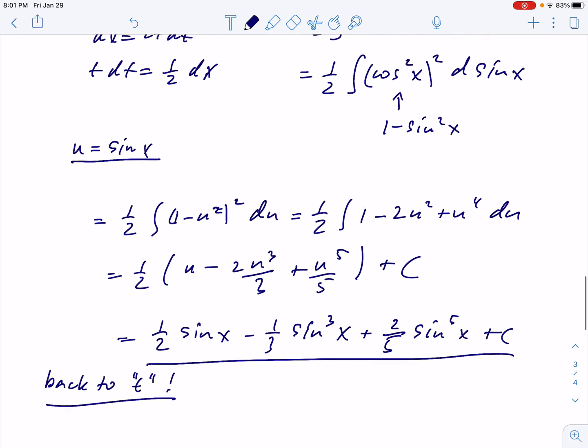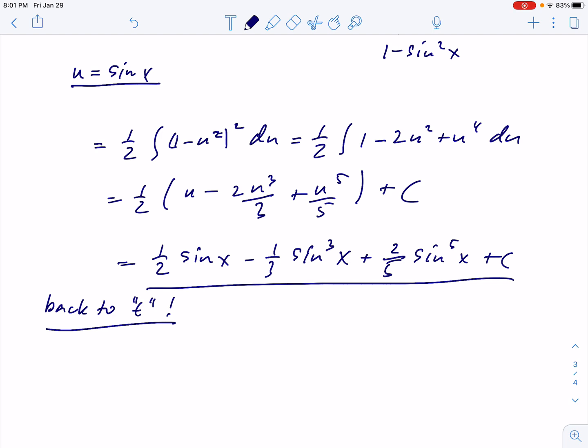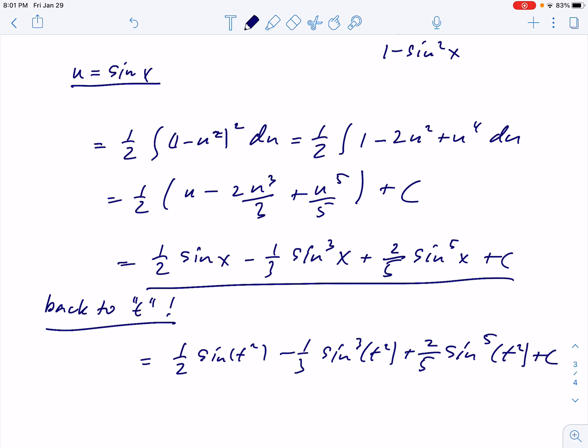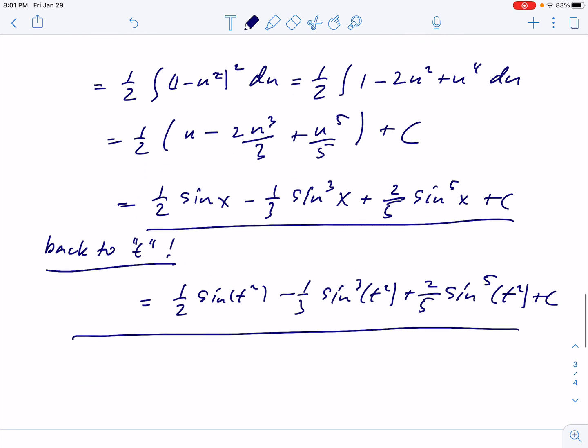Remember, x is t squared. So we have 1/2 sine t squared minus 1/3 sine cubed t squared plus 2/5 sine 5th power t squared plus c. I almost forgot about t. The next one.